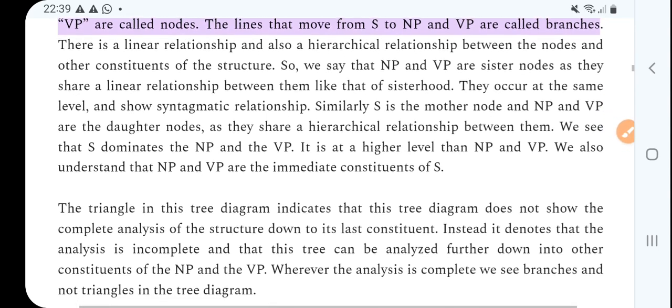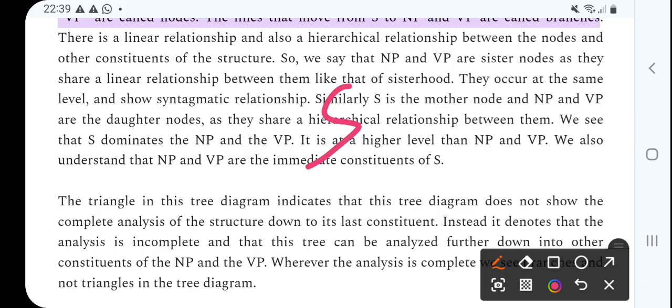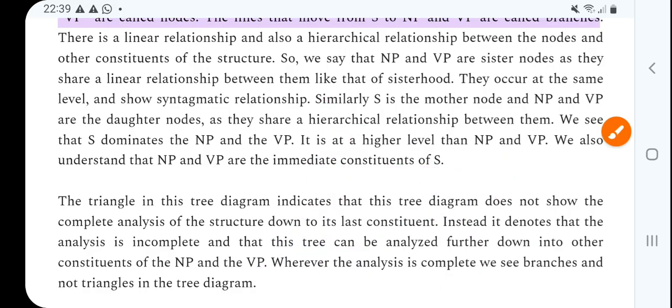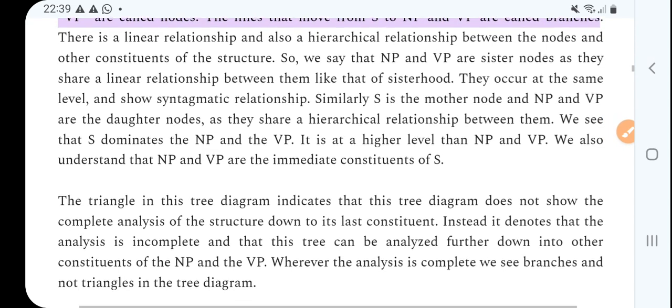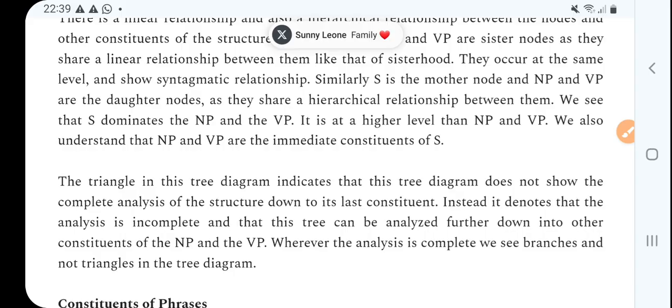Now, there is a linear relationship and also a hierarchical relationship between the nodes and other constituents of the structure. This is the linear relationship this way, and the hierarchical relationship this way. I am going to explain it to you.